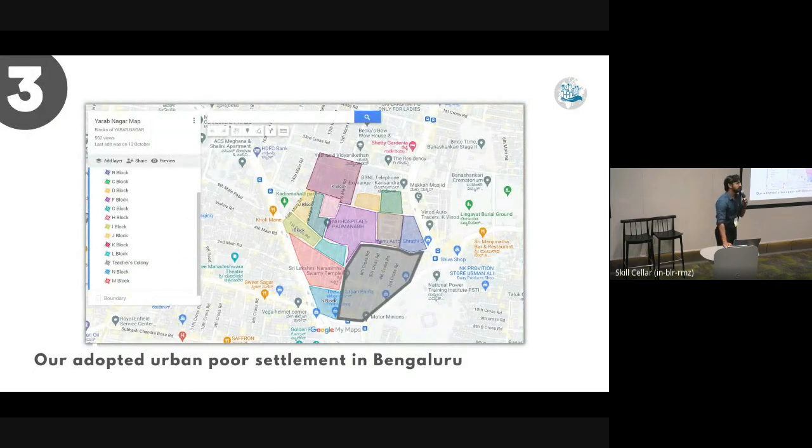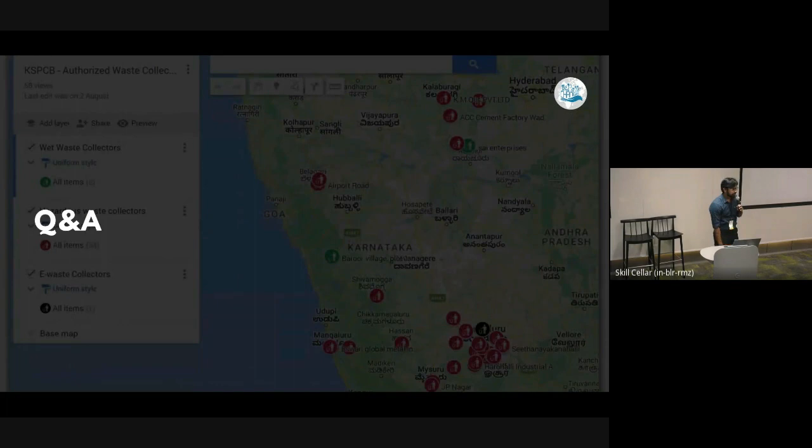In the same way, we work in the waste management space, like I said. This is an urban poor settlement, a slum, where we try to improve waste management practices. We divide the community so that people understand what waste management is, and then we have different teams working in each of these spaces. If there are any questions, feel free to ask.